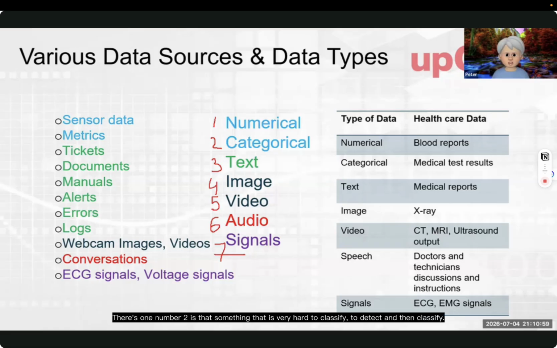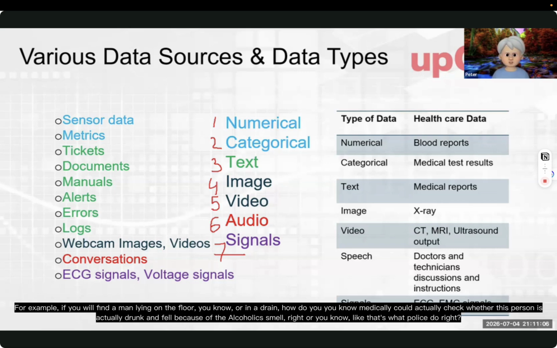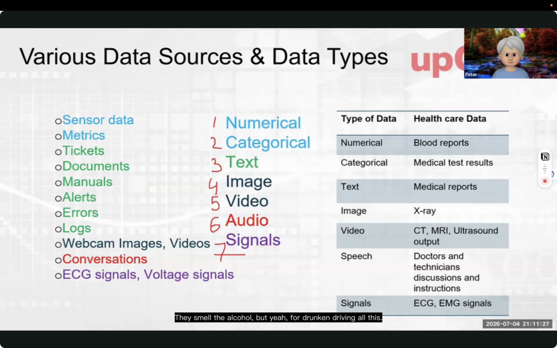Number two is something that is very hard to detect and then classify. For example, if you find a man lying on the floor or in a drain, medically you could check whether this person is drunk and fell because of the alcoholic smell. That's what police do, right? They smell the alcohol, for drunken driving. So that kind of data, smell, is also not measurable, right?